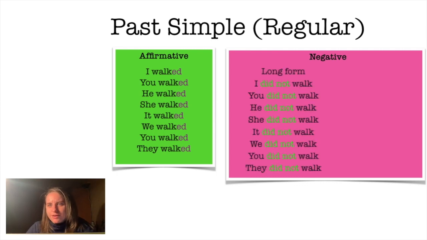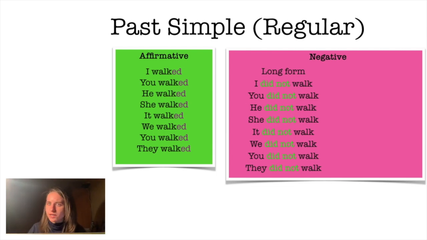In negative, we have this long form, did not, не сделал, okay? I did not walk, she did not walk, he did not walk. It stays the same. It doesn't change based on the subject pronoun. It stays the same. Это не важно, если это он, она, они, я, ты, мы. It doesn't matter. It stays the same. Остается то же самое, okay? But did not is a long form. It's kind of a long thing to say.